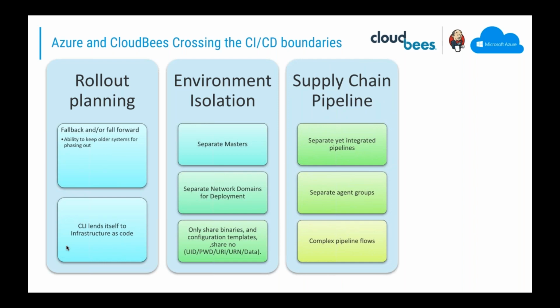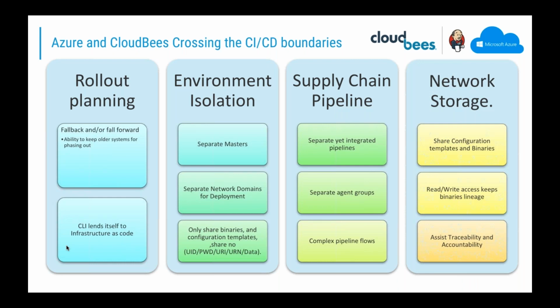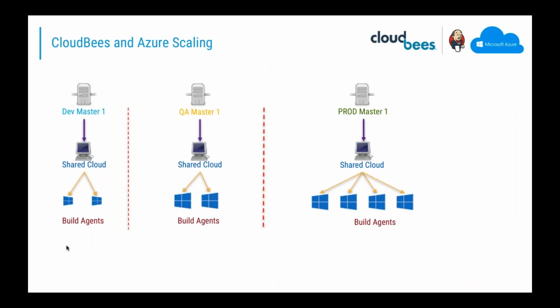We have supply chain pipeline support. We have CloudBees complex pipeline flows. We have separate agent groups. We can create multiple separate agent groups. Each group is shared by a different master and with a different authorization model. And that allows us to have separate pipelines, but they are still integrated, although they are not the same pipeline. And finally, we have network storage, like we talked about, which gives us the ability to share repositories and binaries.